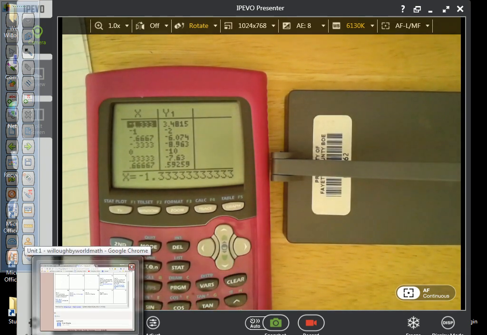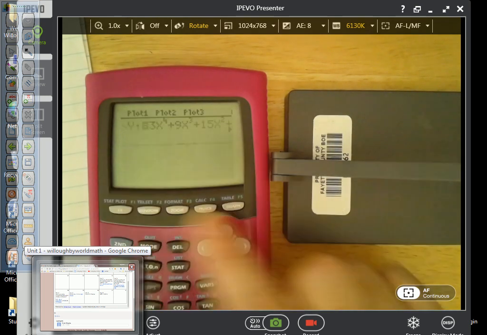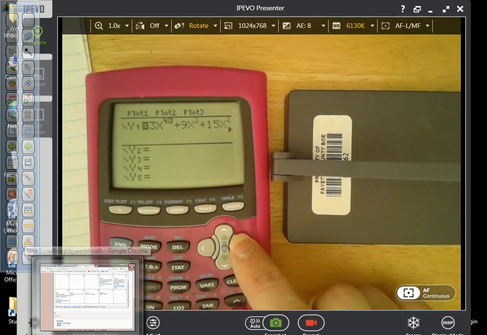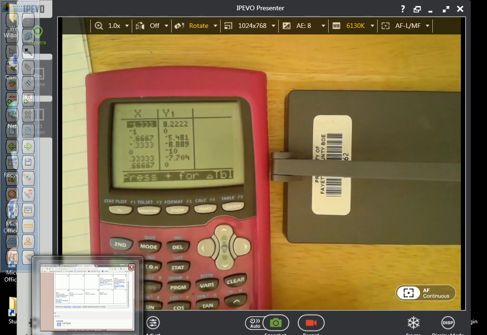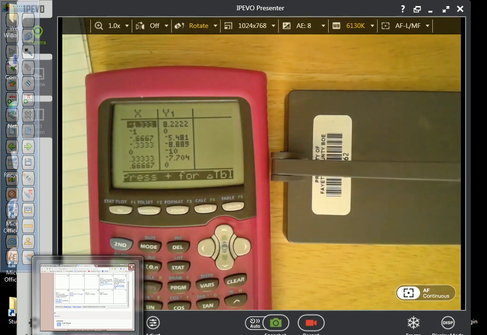I bet if it were 7, it would work. Let's go back and change that to a 7. Oh, now it works. Yeah, I typed in the wrong number.